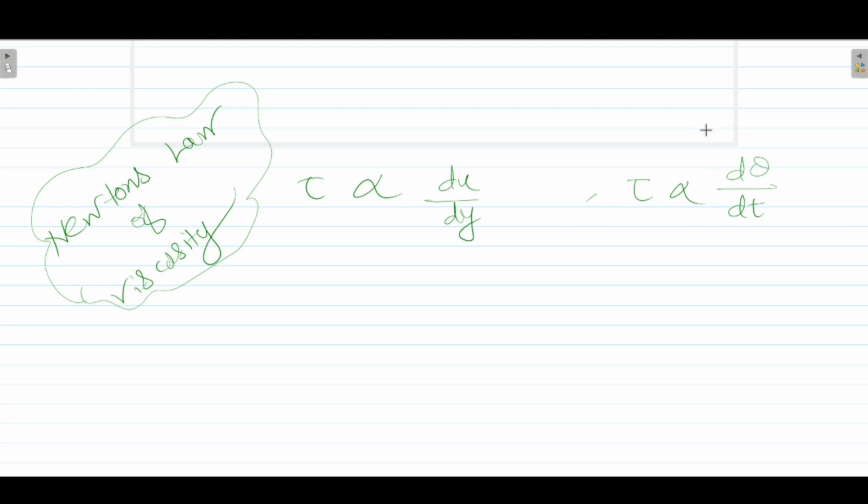d theta dt, you can write it down. d theta dt is your shear strain rate, or you can also term it as the rate of angular deformation, right? So you can term it like this. And what is du dy? Velocity gradient.